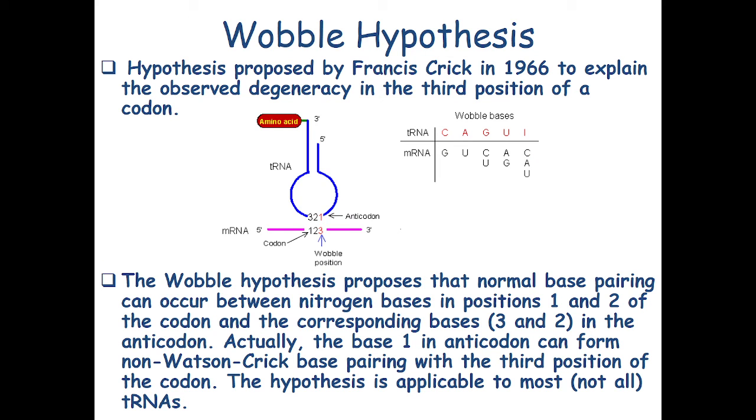Now the last one, the Wobble hypothesis. This hypothesis was proposed by Francis Crick in 1966 to explain the observed degeneracy in the third position of the codon. This Wobble hypothesis states that there is flexible hydrogen bonding at the third position of the codon or at the first position of the anticodon. So this is the brief introduction about the characteristics of genetic code.